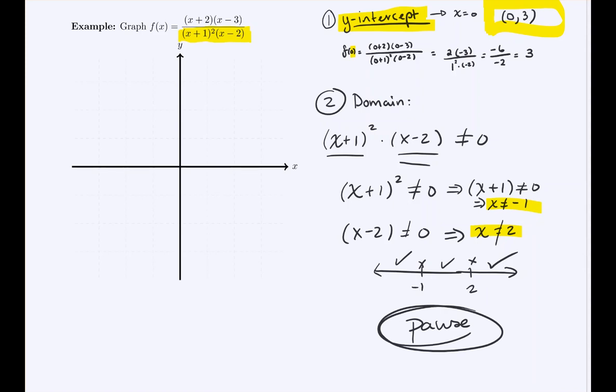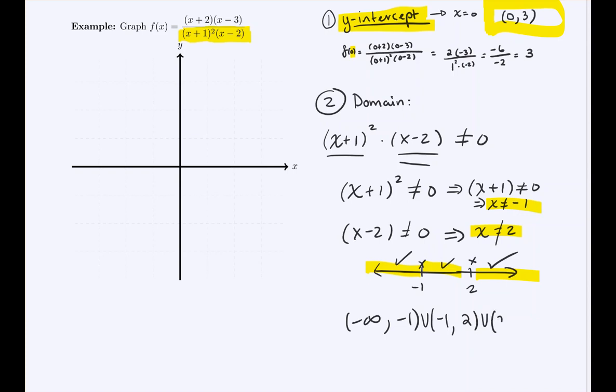Unpause to check your work. Okay. So we can have from negative infinity to negative 1 not including it, union negative 1 to 2 not including it, and then 2 to infinity not including 2. So that's going to be our domain.